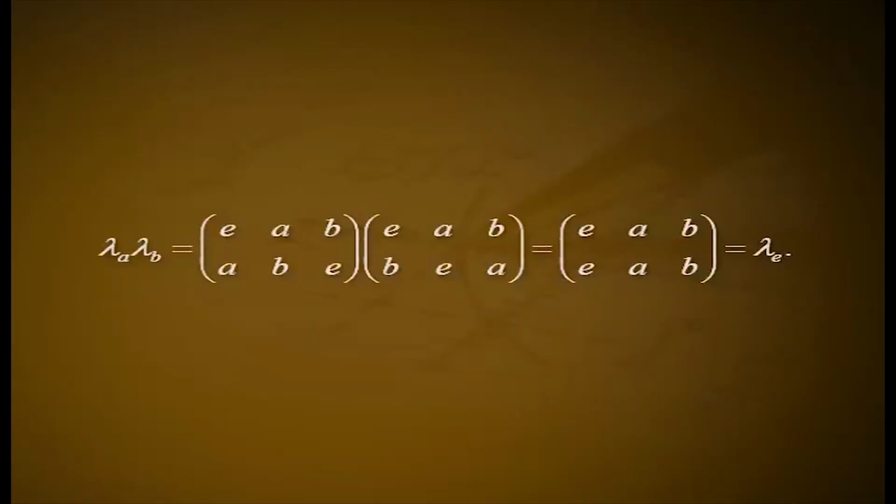The table for this representation is just like the original table with x renamed lambda x, as seen in table 4. For example, lambda b is equal to permutation e to a, a to b, b to e into permutation e to b, a to e, b to a, which is equal to permutation e to e, a to a, b to b, which is equal to lambda e.